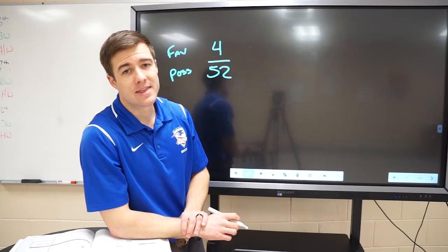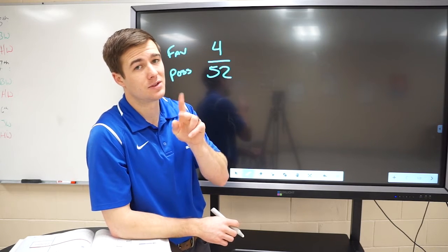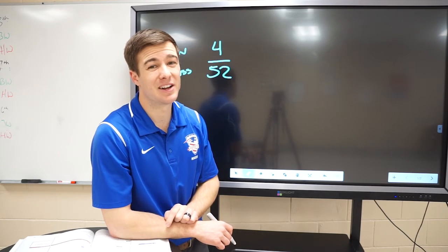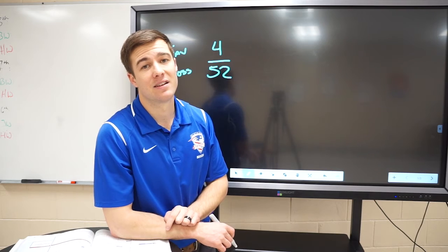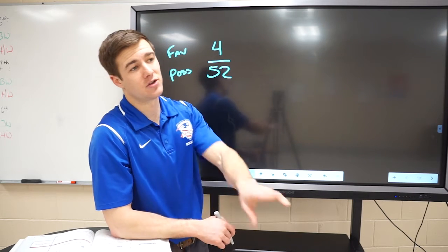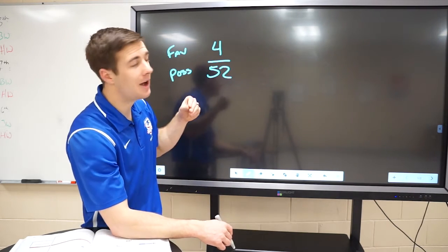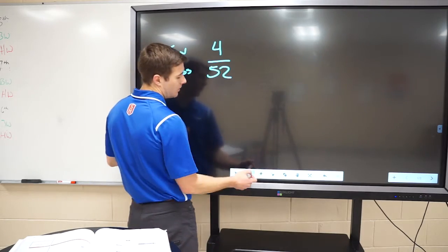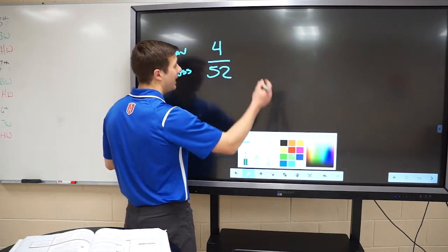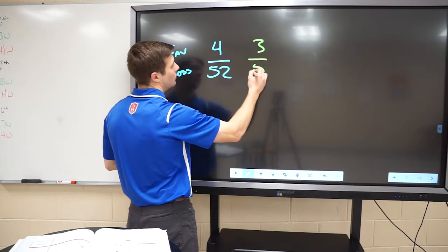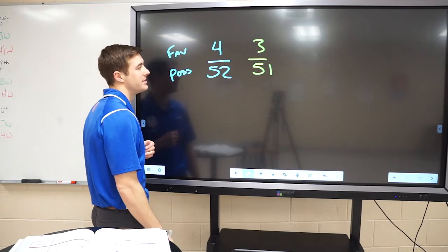But then it says draw 2 cards, though. So on the second drawing, what's the probability that I draw an ace? Well, if I drew an ace the first time, I pulled it out. So now my probability becomes what? Yeah, 3 over 51, right? Okay, so now my probability is even smaller.